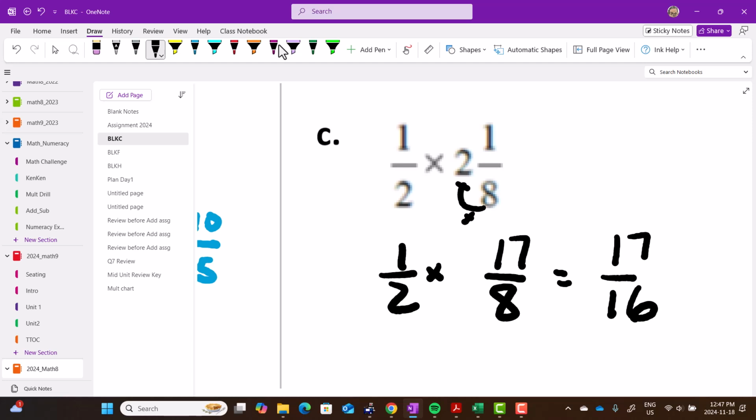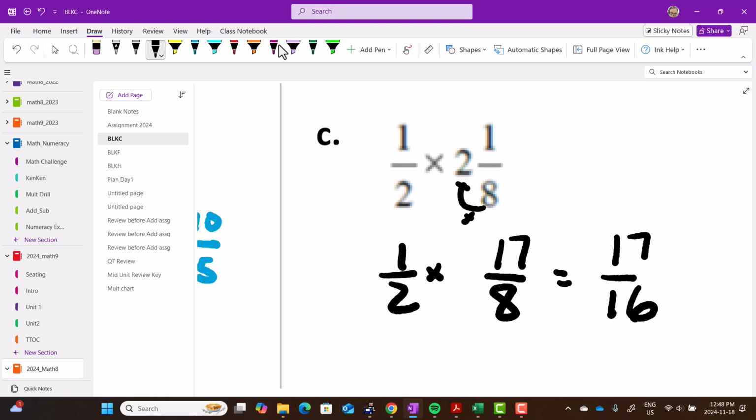Yes, Timmy? The top one's 1 and the side one is 16. It's not 16, it's 17. Wait, no, the top one. The one's just supposed to be 1, and then the side's supposed to be like 16. Like when we make it proper. Oh, you're trying to make it proper. Yeah, so I'm not asking you to make it proper.